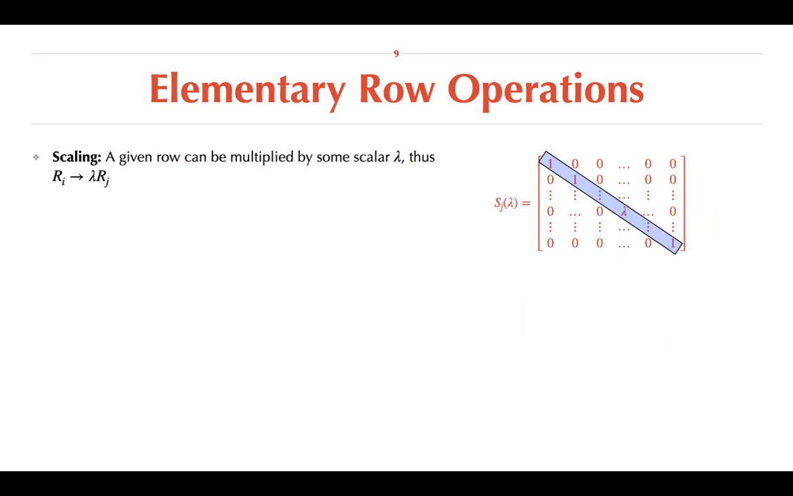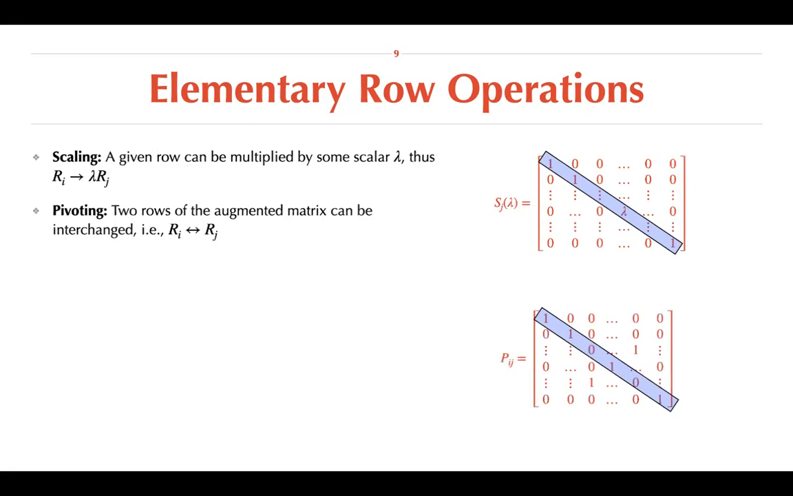There are three elementary row transformations. One is scaling, in which you multiply a given row by a given number. Let's say here I have multiplied the jth row by scalar lambda. This is the matrix that you should multiply the augmented matrix with. If you do this, the jth row will be multiplied by the scalar lambda.